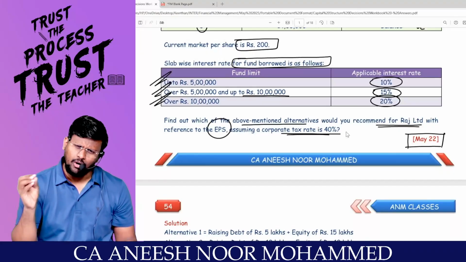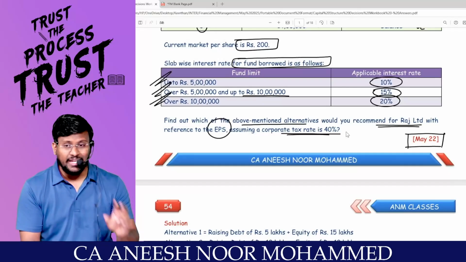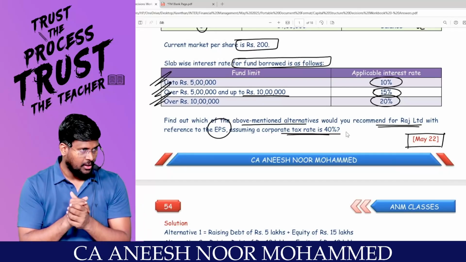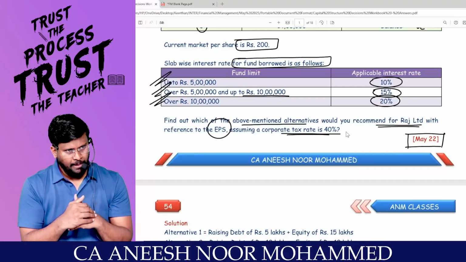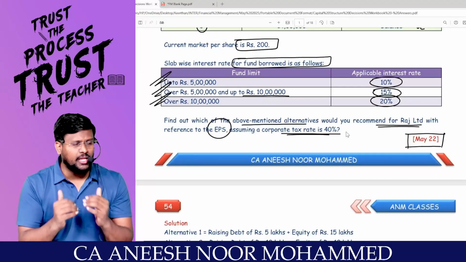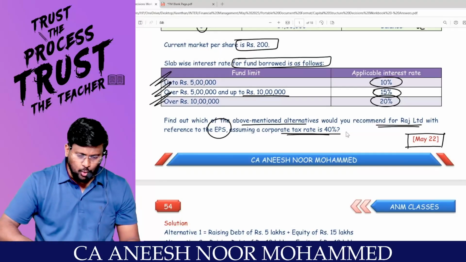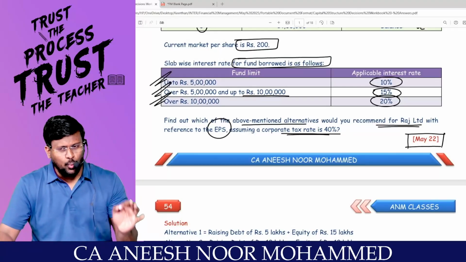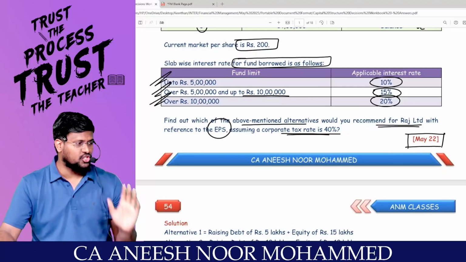The company will already be having EBIT. The company is going to do a new project with an additional capital of 20 lakh. When they put in 20 lakh, they will get additional EBIT. Once they get additional EBIT, under which of the 3 proposals will my EPS be higher is the decision I have to take.